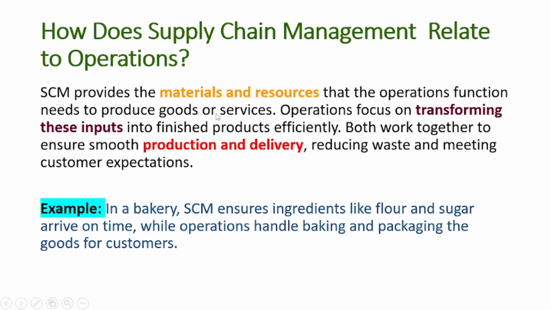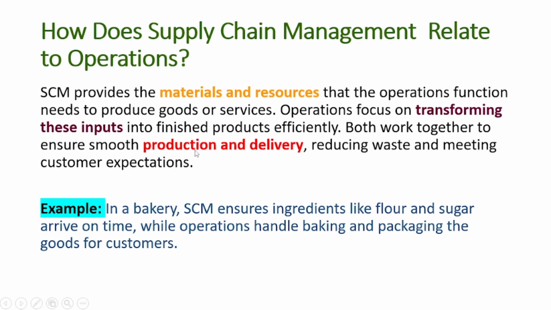And how will the goods and service be done? If supply chain provides the material and sources, operation focuses on transforming these inputs into finished products. What are the inputs? Material and sources, into finished products efficiently. Both work together to ensure smooth production and delivery.